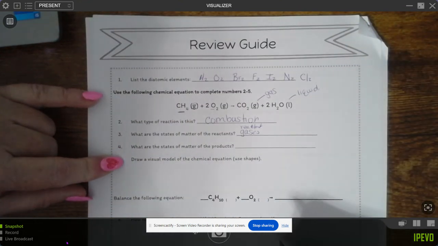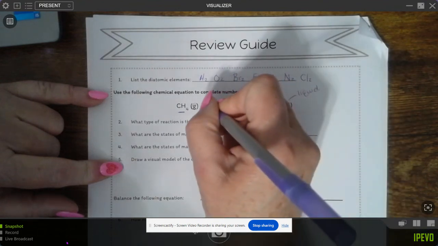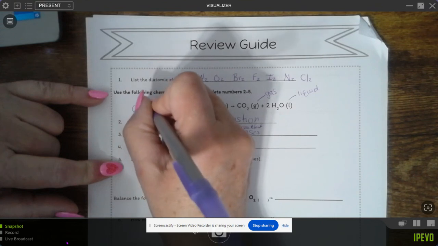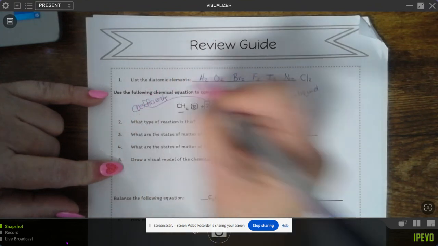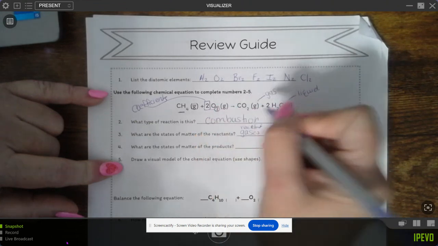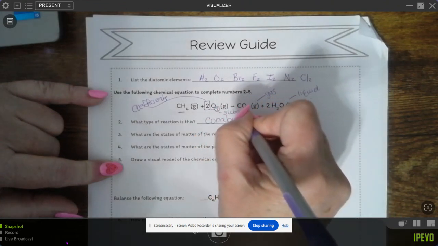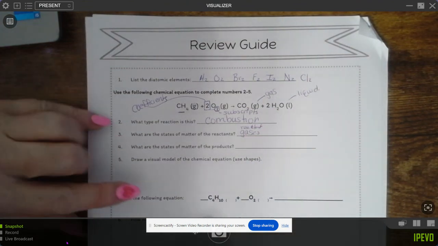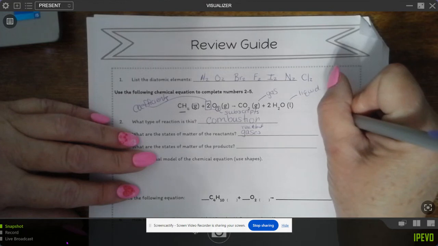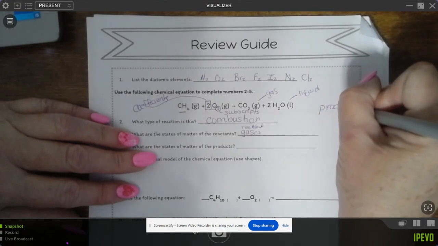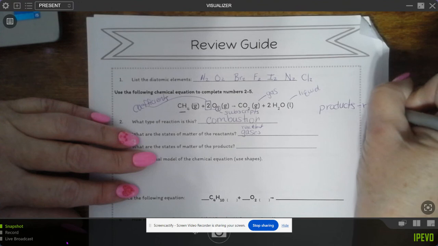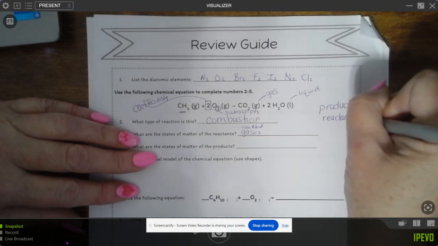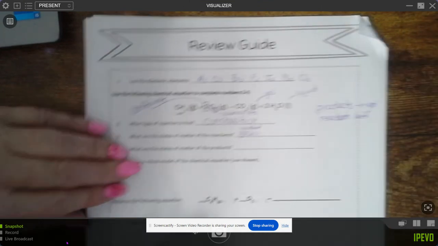All right. Something else you'll see on the test, as you saw in the quiz: the coefficients are these numbers out in front. Subscripts are the smaller little numbers. And then really important, read the question on the test. The products are on the right side of the arrow. The reactants are on the left.